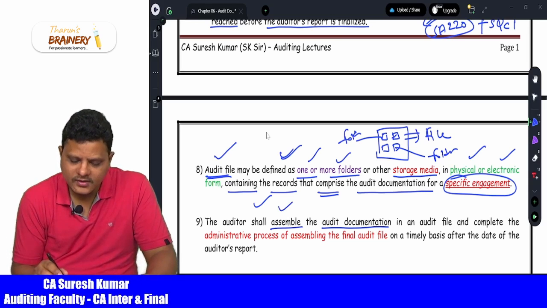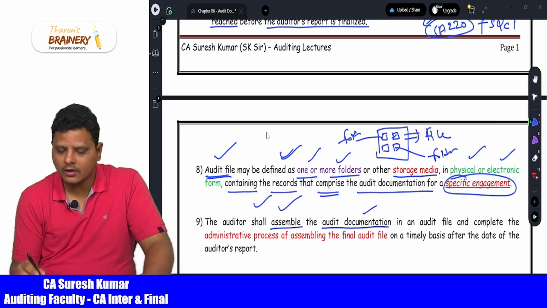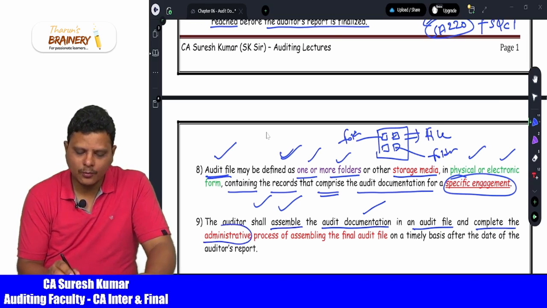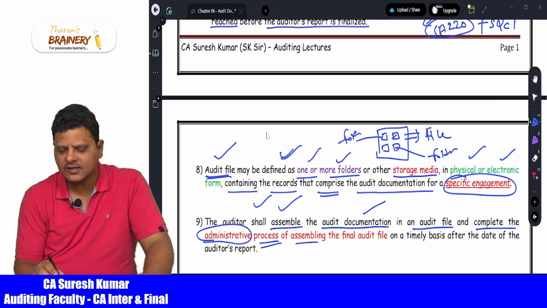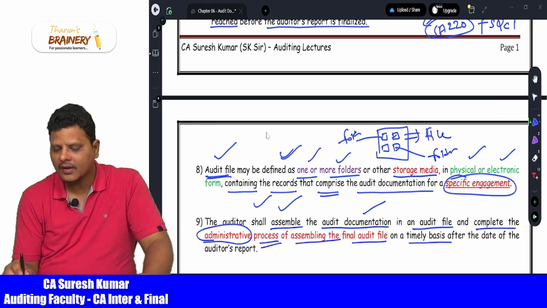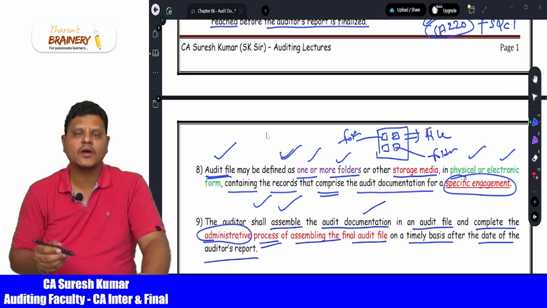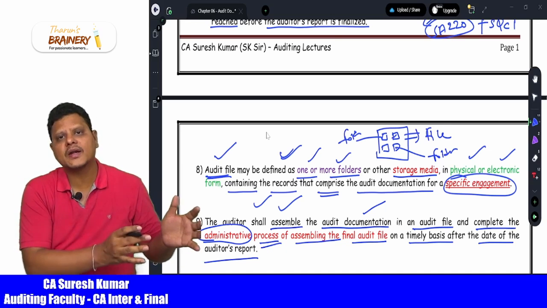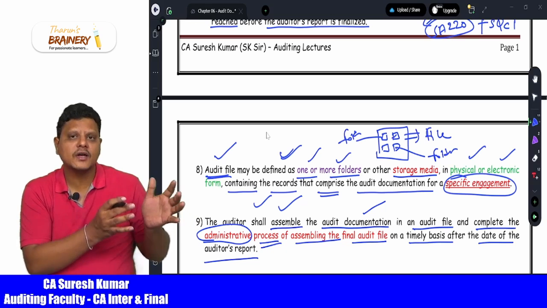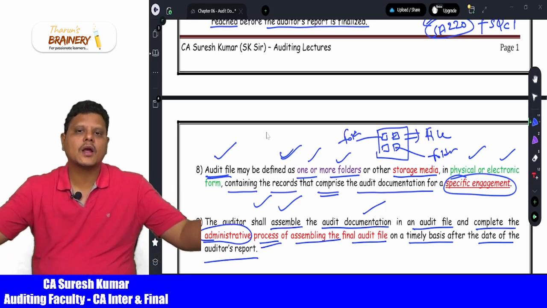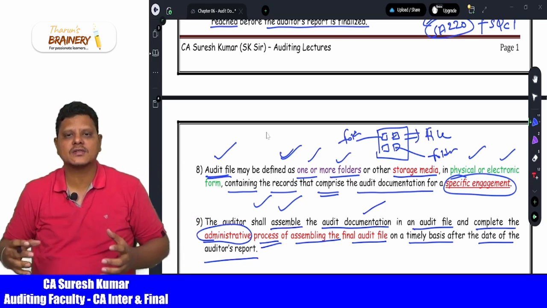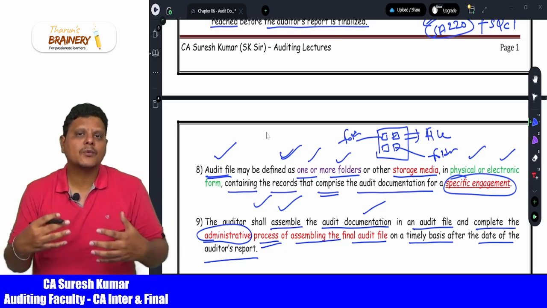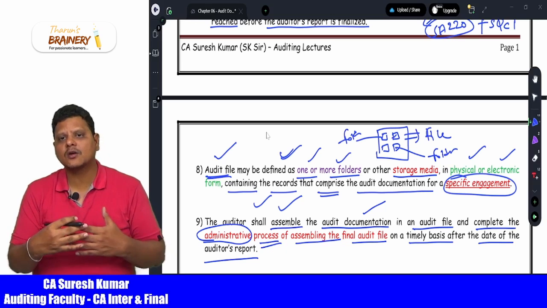Now who has to assemble? The auditor has to assemble the audit documentation in an audit file and complete the administrative process, that means assembling the final audit file on a timely basis after the date of the audit report. Why is it called an administrative process? Because once everything is completed, once audit is completed, then I am going to start the assembling process. That means after the audit report is given, auditor is going to start the administrative process.